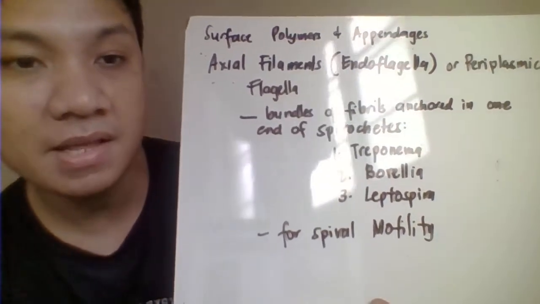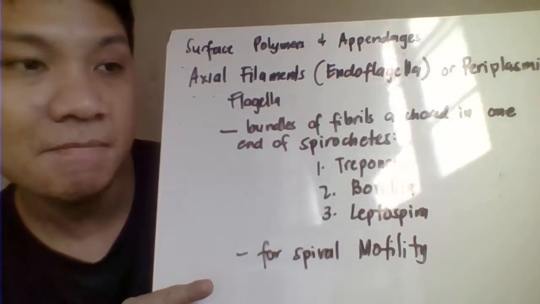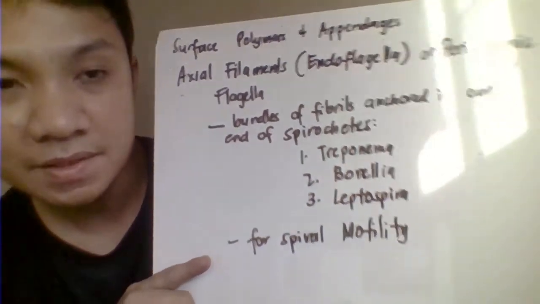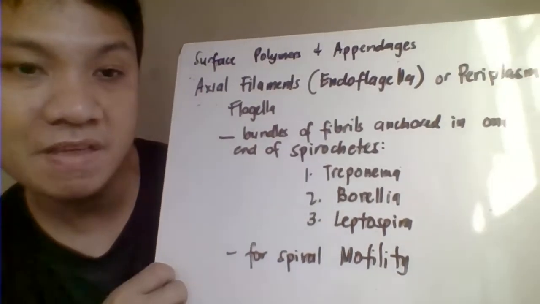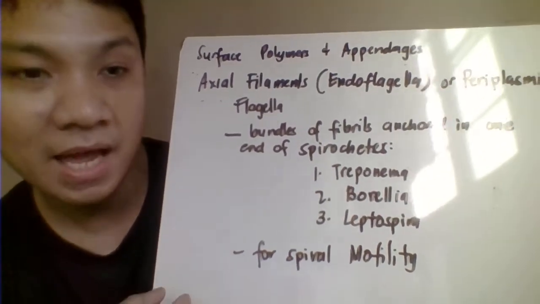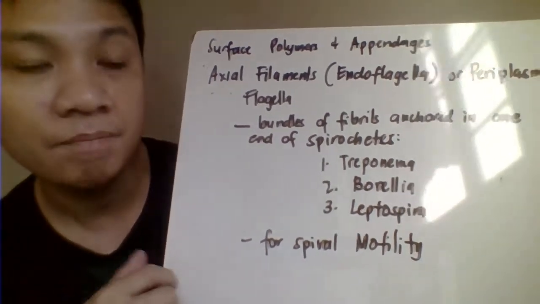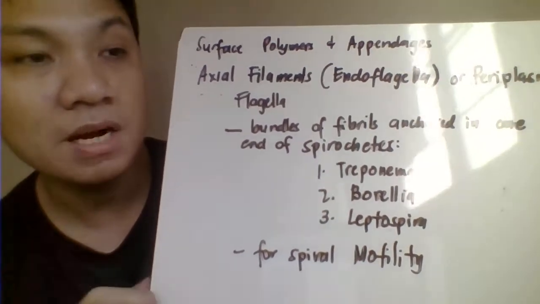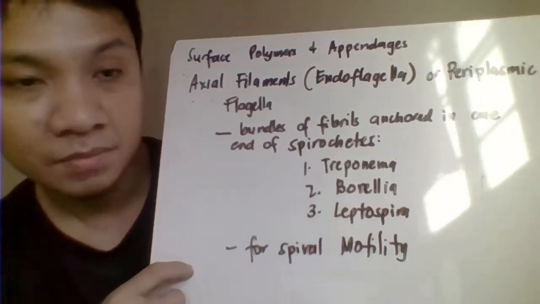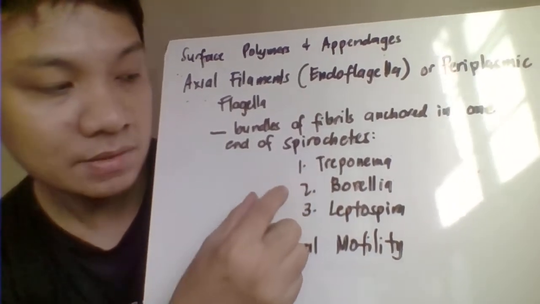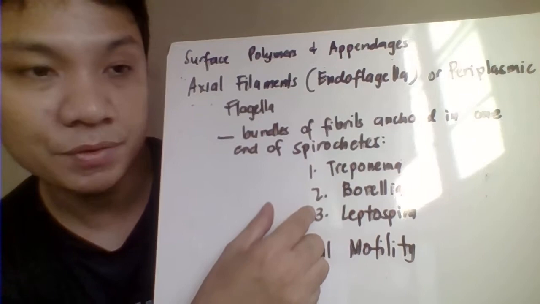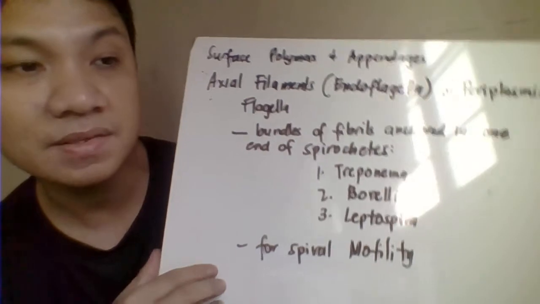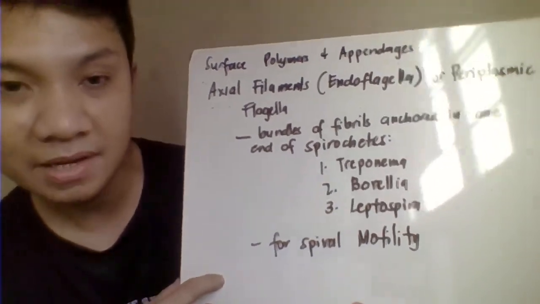Okay, and lastly, we have another appendage: your axial filaments, also called the endoflagella or the periplasmic flagella. This is a type of flagella. It is a bundle of fibrils usually attached at one pole end of your spirochetes. Spirochetes are spiral bacteria, and there are only three genera belonging to the spirochetes. These include the genus Treponema, the genus Borrelia, and the genus Leptospira. And this is responsible for the spiral motility of these genera of bacteria. Okay, so thank you.